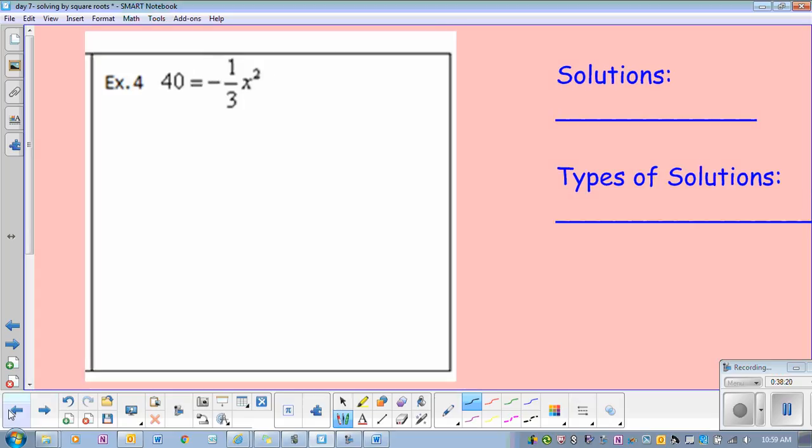You know what? Let's do this one. Let's do number 3, 4? Okay. So I need to get the x squared term all by itself. What do I do to get rid of that negative 1/3? Multiply by the reciprocal. So we're going to multiply by negative 3. Then those go away, and then we have x squared equals negative 120.